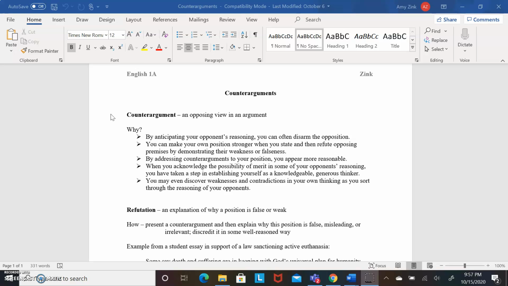We may even discover weaknesses or contradictions in our own thinking as we think through the different reasons that we want to talk about in our own argument. So it can help us assess our own argument and maybe even revise it a little bit. So it really does add a lot to an argumentative essay. The big thing is it shows that we've considered other perspectives, that our essay's not just, I think this, and here's 3 reasons why I'm right. Instead, it's, I think this, and then some people might say this, and then here's how I'd respond to it.